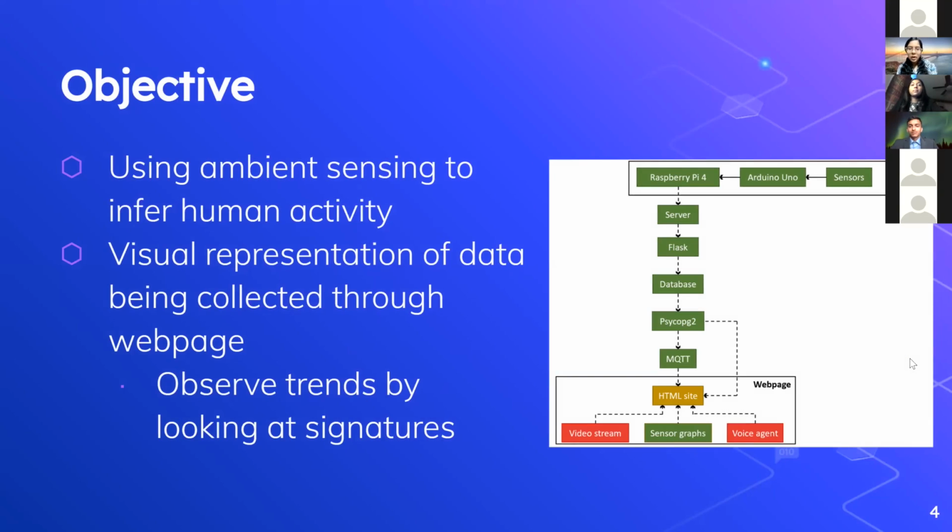Our objective is that we are using ambient sensing to infer human activity. Specifically, we're working on a web page which serves as a visual representation of the data which will be eventually collected from an experimental framework. By looking at the signatures when there is a change in the environment, we hope to observe trends which can then be generalized to a specific occurrence or an event. On the right-hand side is a block diagram for the system displaying both the hardware and the software components that we will be discussing today and how the data is transferred.